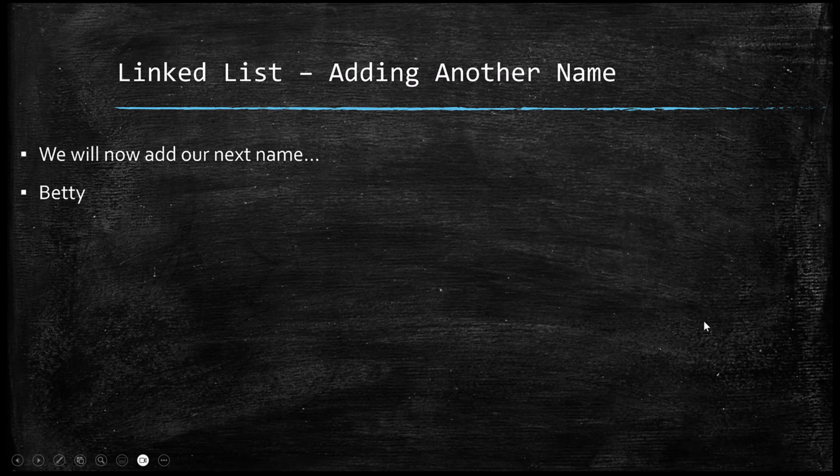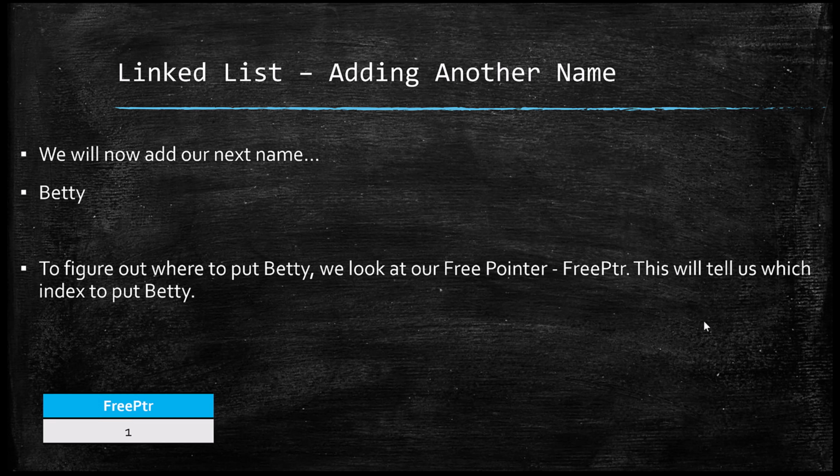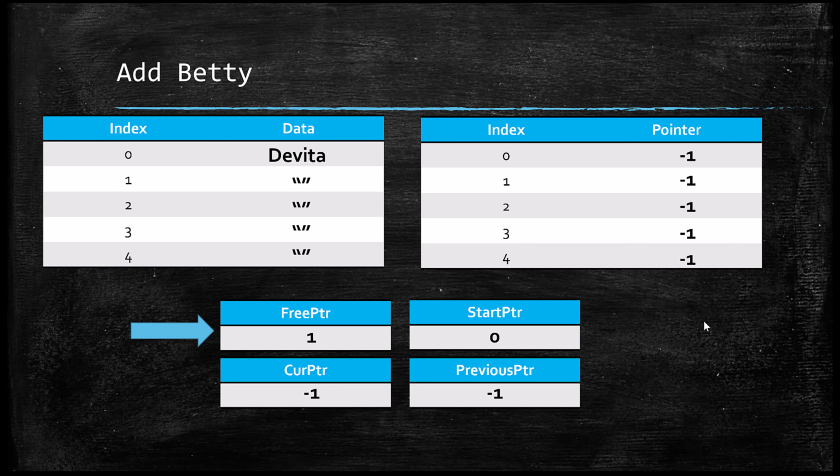All right, let's go ahead and add our next name. Our name is going to be Betty. Now, Betty is going to come before Davita alphabetically, so we'll be adjusting some pointers to handle that. To figure out where to put Betty in our array, we look at our free pointer. This will tell us which index to put Betty into. We see that it is pointing to index 1, so we're going to place Betty into index 1 of our linked list array that's holding the names.